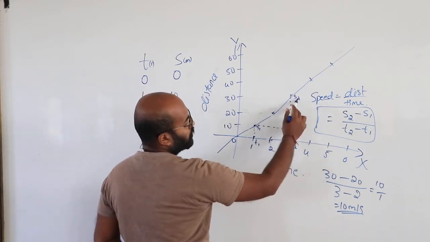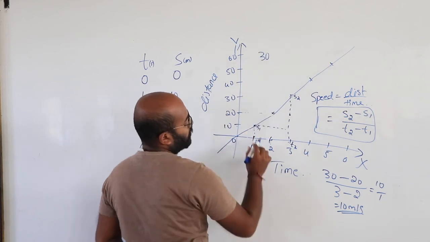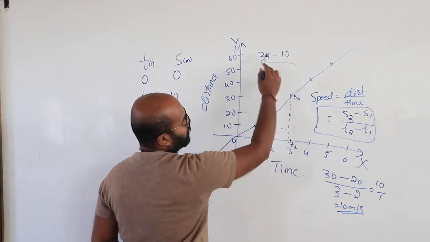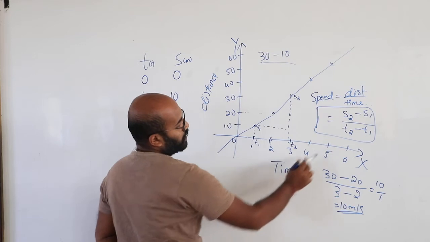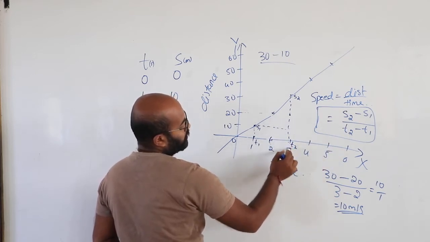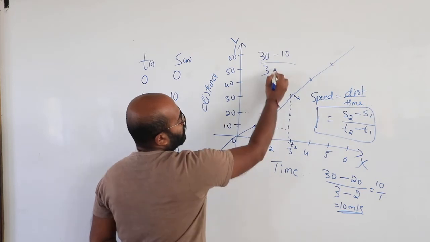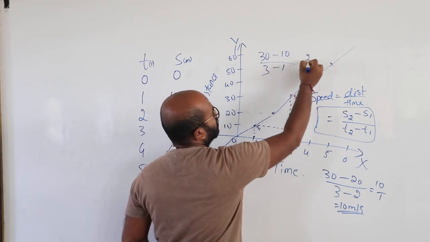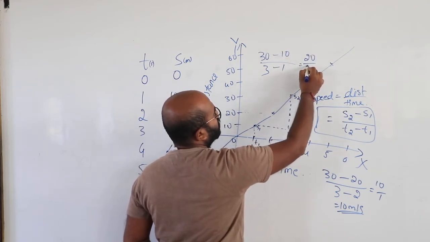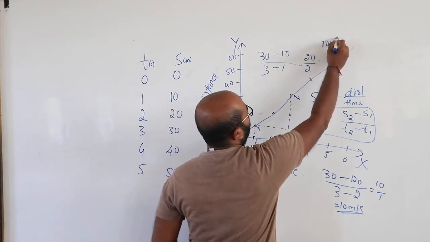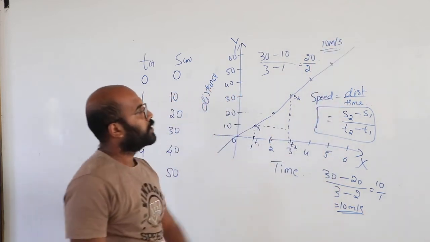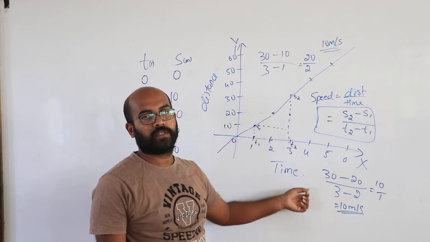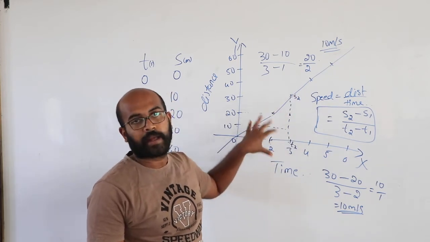So here S2 is 30 and S1 is 10, so S2 minus S1, divided by T2, that is 3, minus T1, that is 1. What do you get here? 30 minus 10 is 20, 3 minus 1 is 2. So this is also 10 meter per second. In both the cases you are getting 10 and 10, obviously, because this is traveling in uniform motion. So the speed wherever you calculate has to be the same.